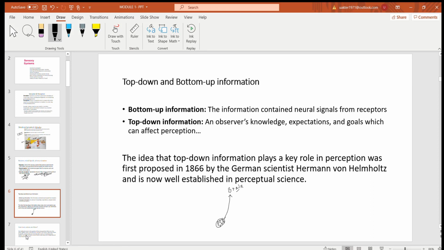And during the transmission of signal at different locations, the signal is relayed along the ascending pathways. Anyway, so this is the bottom up, and your brain receives that signal and gives you the perception, right?